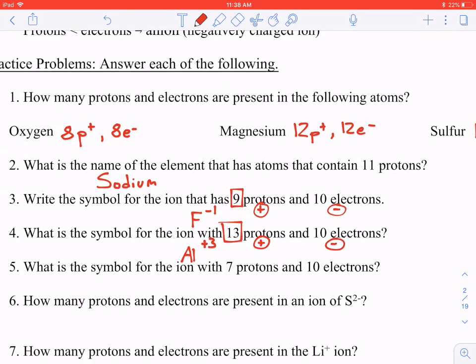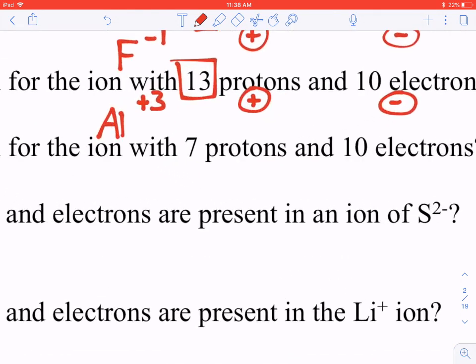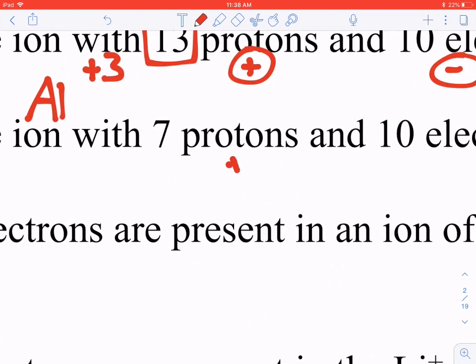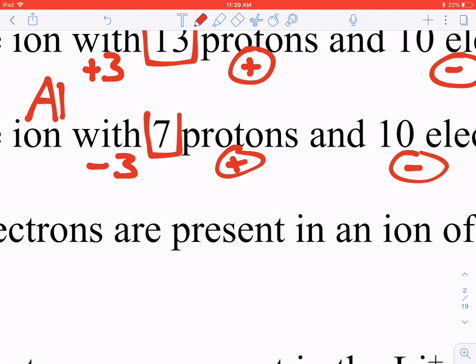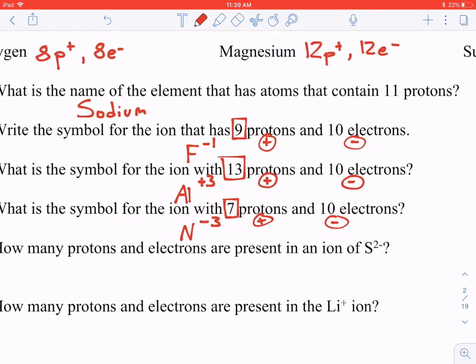How about the ion that has 7 protons and 10 electrons? Again, these are positive. These are negative. We have 3 more negative things, so we have a -3 charge. The identity of our element is dictated by the 7 protons. Nitrogen, letter N, is the element with 7 protons.